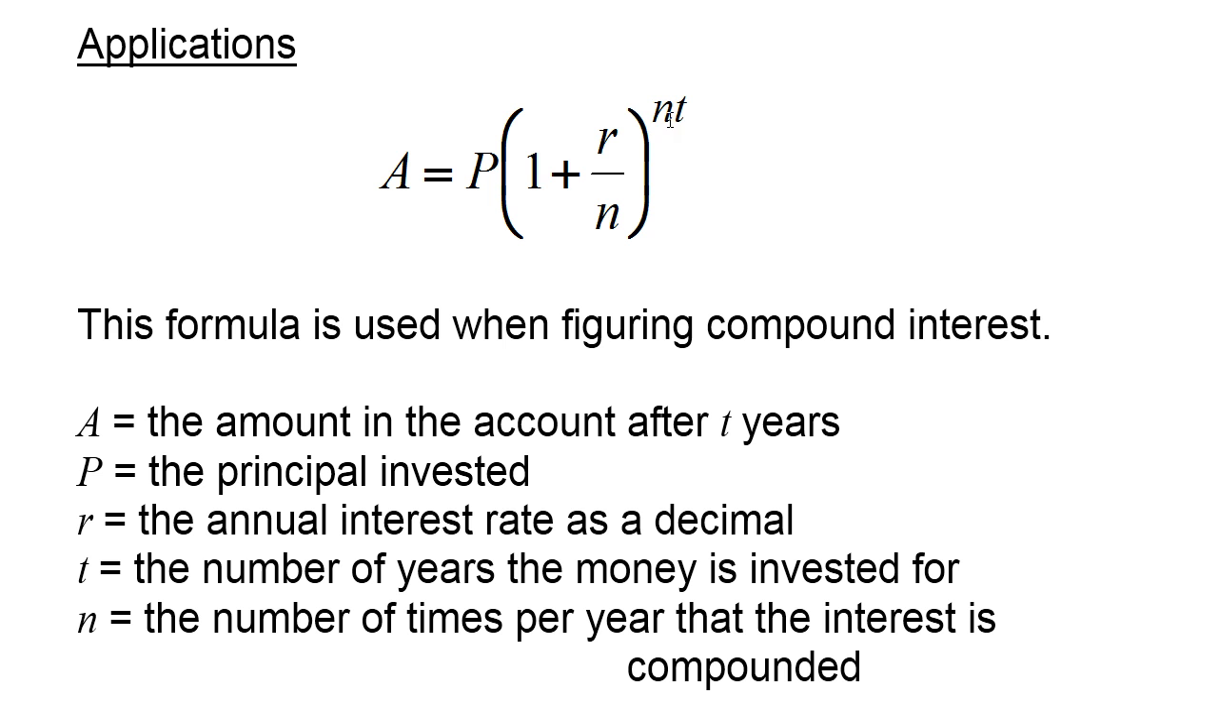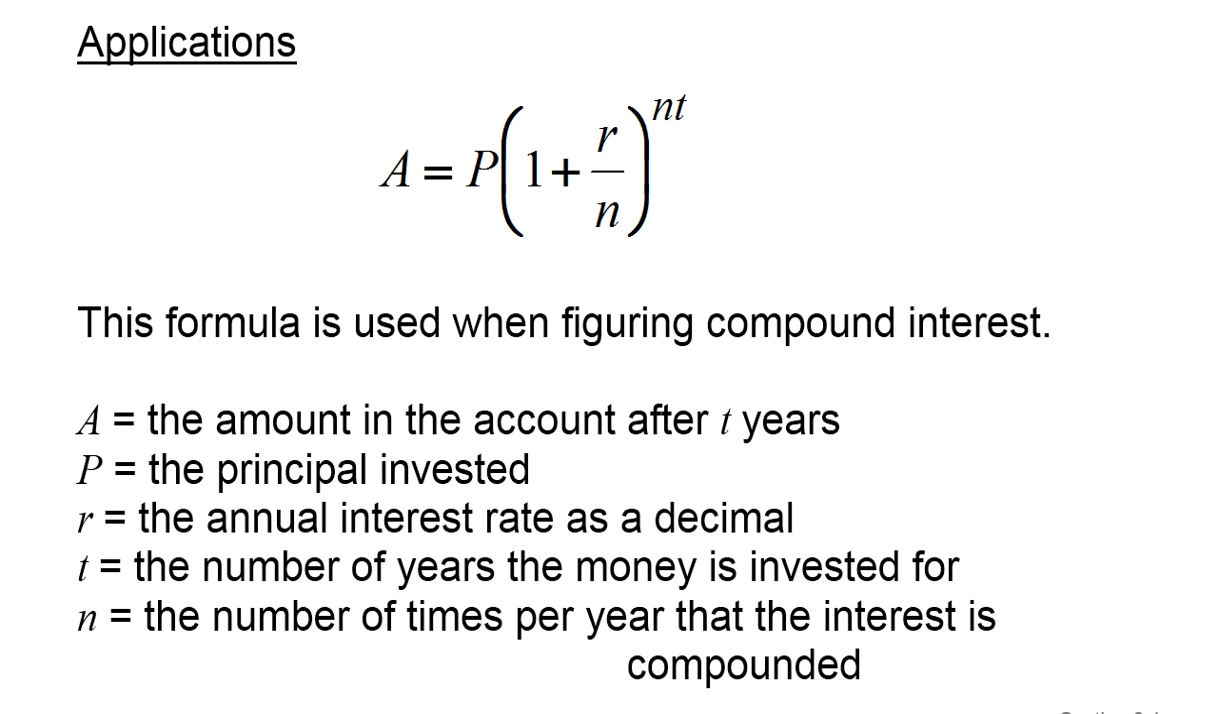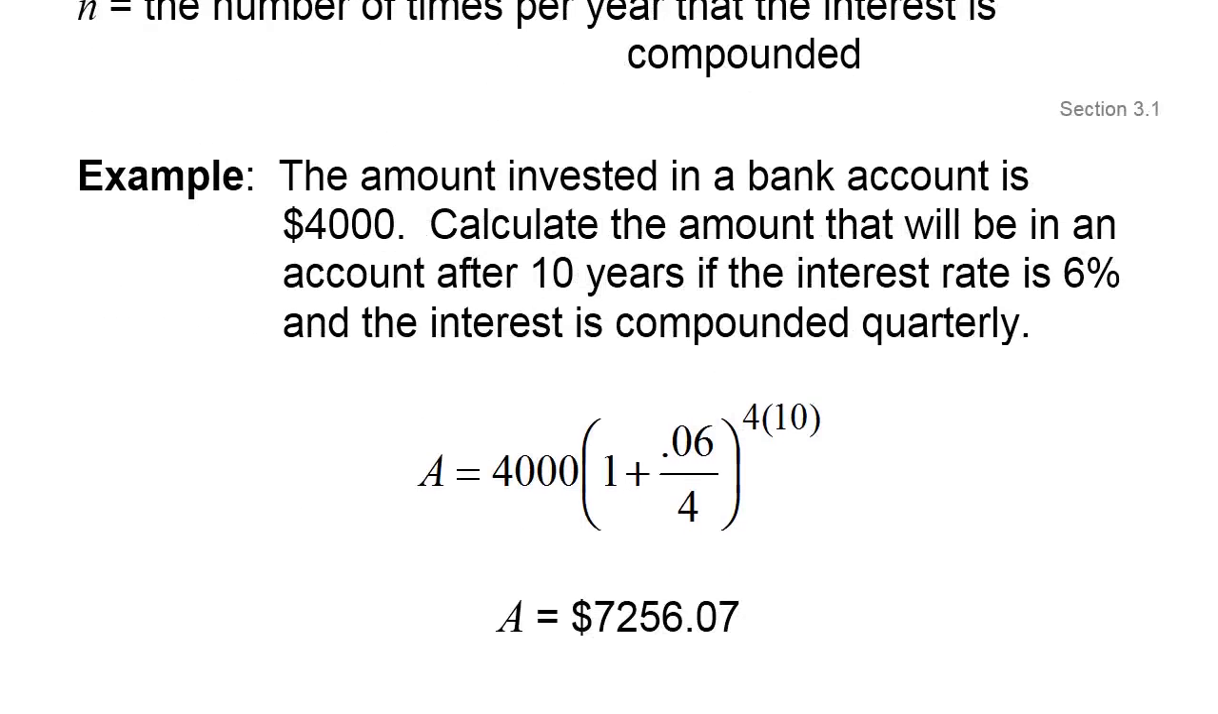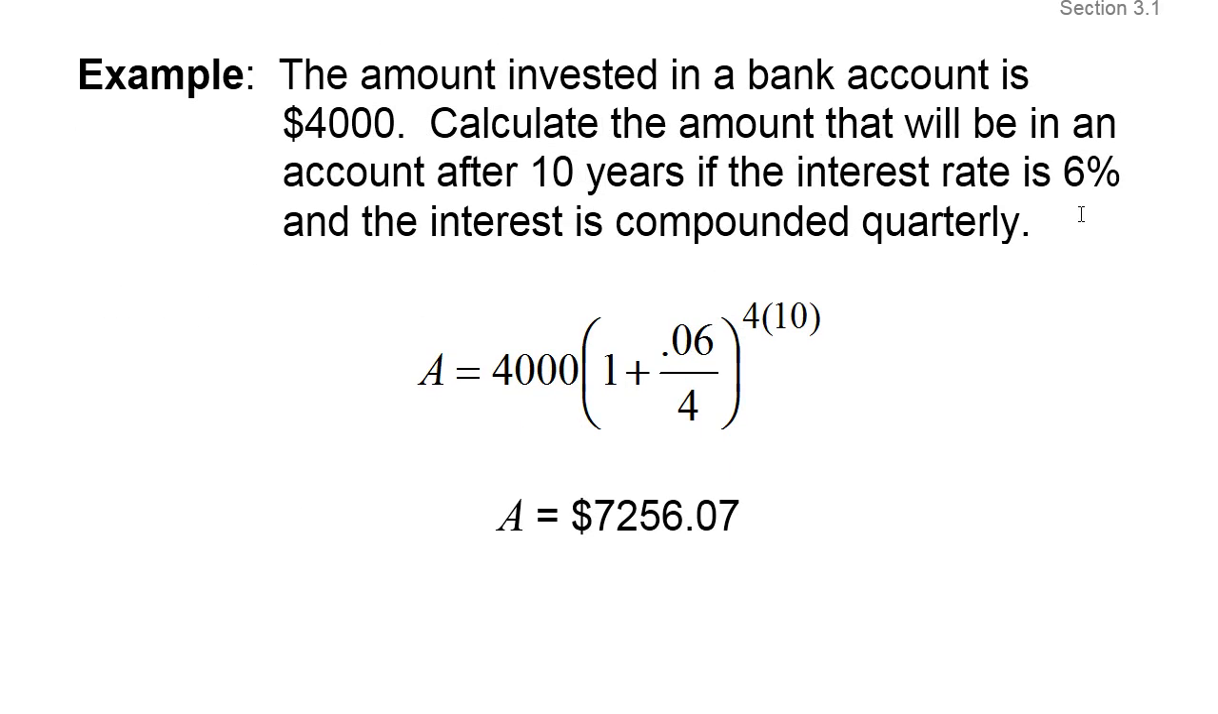So if it's compounded quarterly, then N would be 4 because it would be compounded then 4 times per year. Different financial institutions do it differently. So let's just look at a quick example. If a bank gives you 6% interest and it's compounded quarterly, then you would put a 4 in here for N. T is your time, so this number here would be your time.